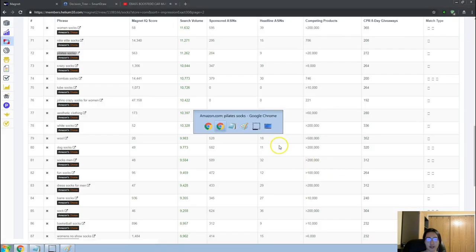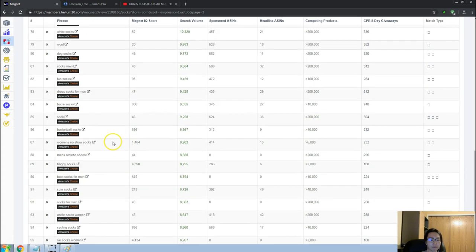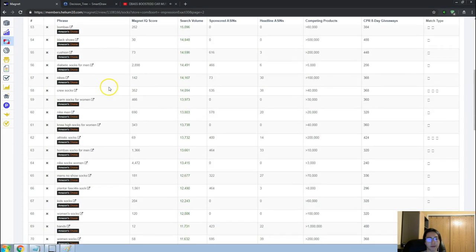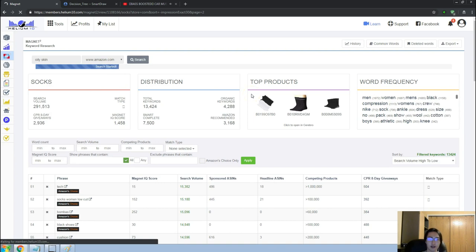I will avoid this because this is not snail food material. Let's just skip socks. I'm probably going to see the same thing. Oily skin. Why do you ask? Everyone has oily skin. Everyone. 100% guaranteed.